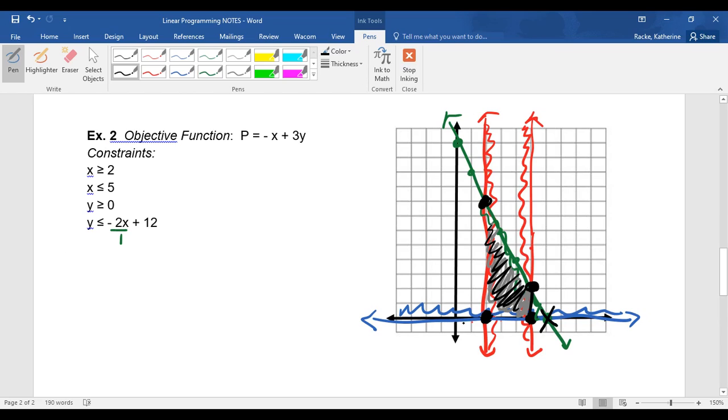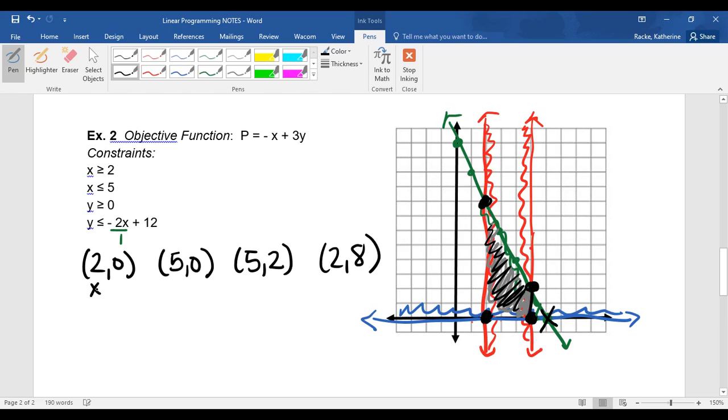So our feasible region points, vertices are 2, 0, and then 5, 0 here. Then we have 2, 8, and we have 5, 2. Okay, so now we need to take these x and y's and plug them into our objective function, p equals negative x plus 3y. So if I begin by doing that, I'm plugging in 2, 0 first here.